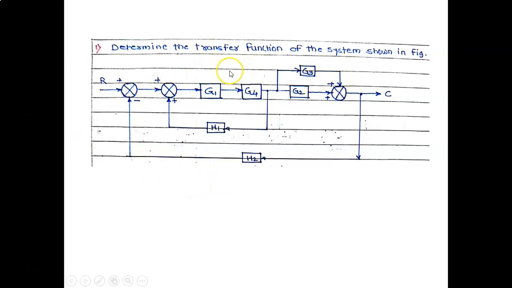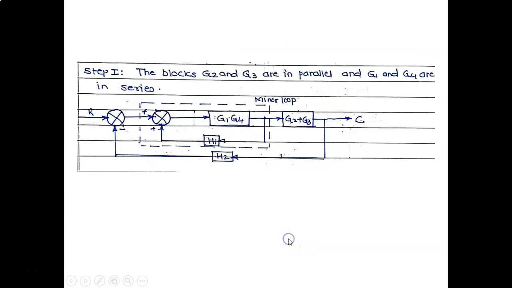Now, what is the first step? Reduce the blocks connected in series. Therefore, G1 and G4 are connected in series. Therefore, first of all, we have to reduce this block. Then reduce the blocks connected in parallel, G2 and G3. These blocks are in parallel. Therefore, see that in step 1, the blocks G2 and G3 are in parallel, and G1 and G4 are in series.